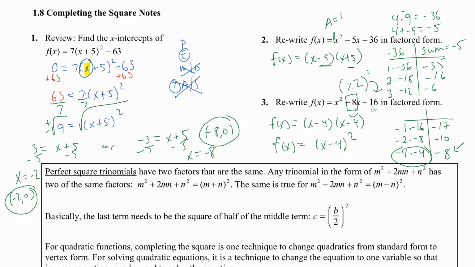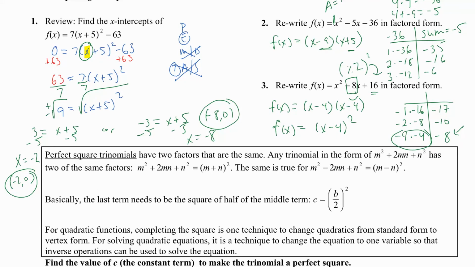So when we have that pattern, we are able to rewrite it as a factored form times itself, so that factored squared. And that's what we see in that table or text box. Perfect square trinomials have two factors that are the same. You could read that format.